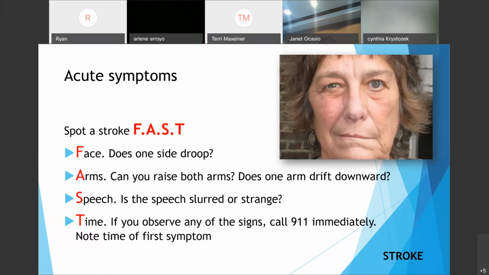Okay, so these are the acute symptoms of a stroke. Obviously, a stroke is an emergency situation and one that we need to be able to identify quickly and transfer the person for acute care. The acronym that we're showing you here is a simple way to remember how to spot a stroke fast. The F standing for the face. As you can see in the picture, this person is exhibiting facial droop. So one side of the face is weakened and drooping.